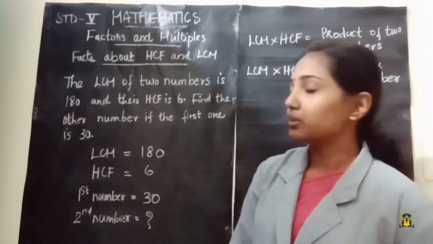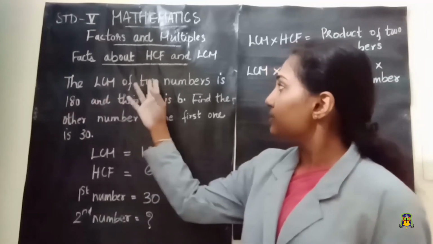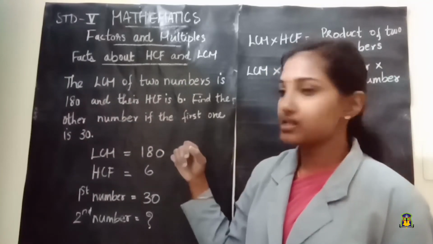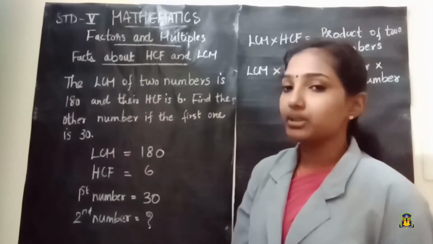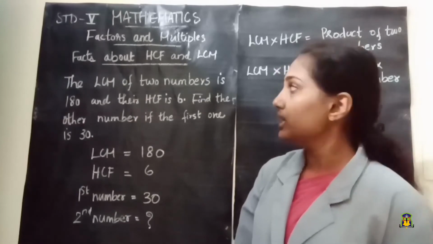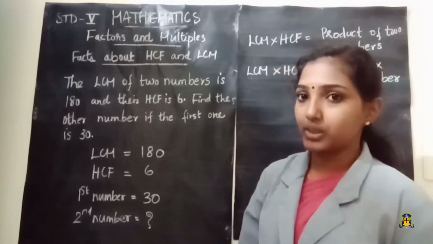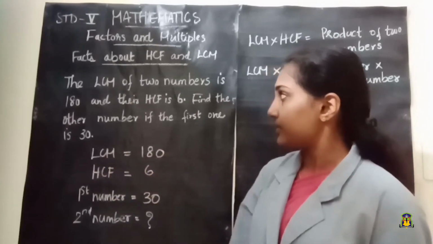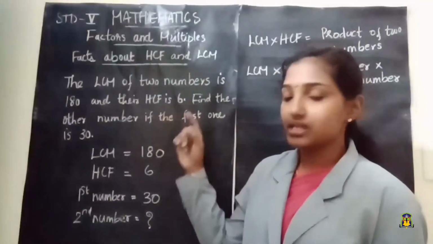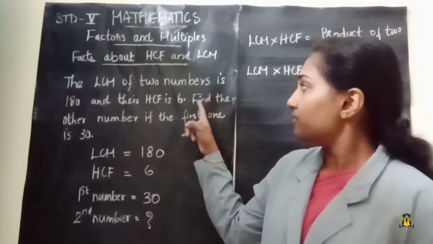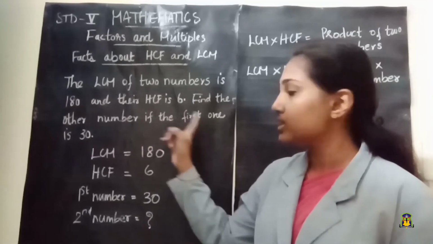The question given is: the LCM of two numbers is 180 and the HCF is 6. Find the other number if the first one is 30. So what all things are given? The LCM of two numbers is 180. So LCM is equal to 180, and the HCF is 6. HCF is equal to 6. Find the other number if the first one is 30.